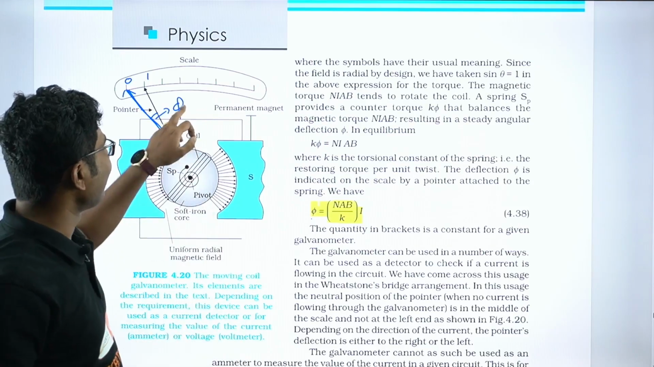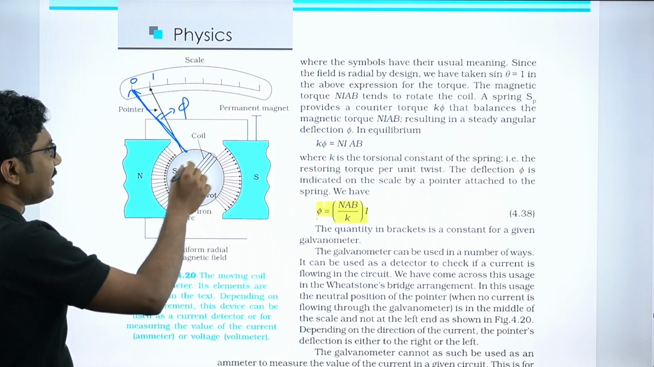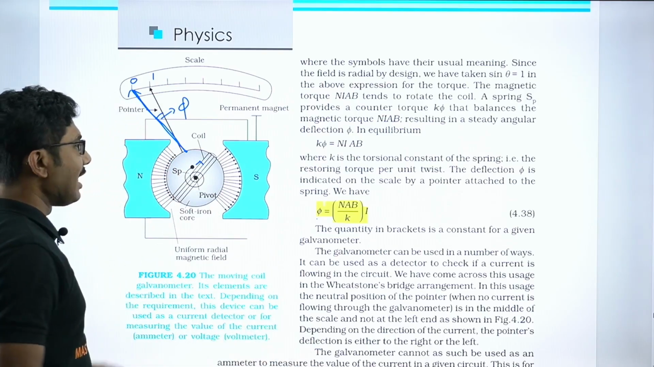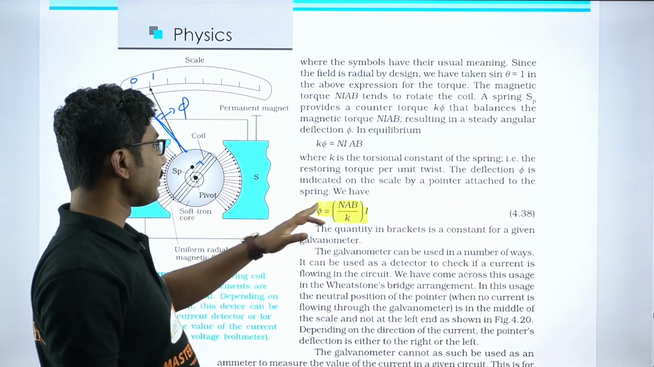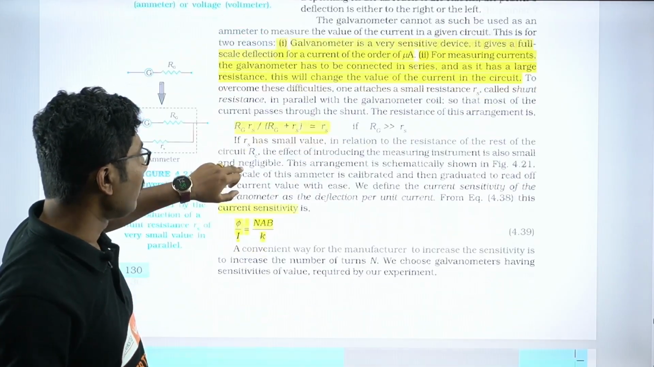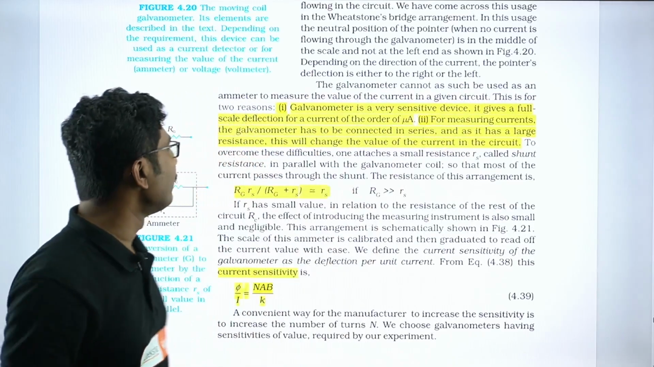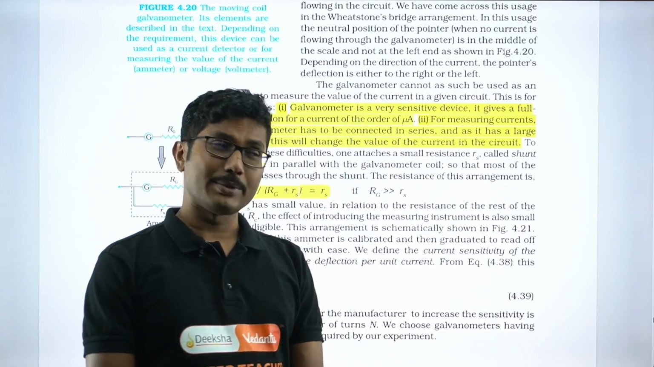Okay, this angle phi is basically proportional to the current that is passing through this coil. So this coil means whatever current is passing in the external circuit, it has an external circuit connected to it. So this is the deflection and current relation. Now the galvanometer is a very sensitive device. It gives a full scale deflection for a current of the order of microampere.